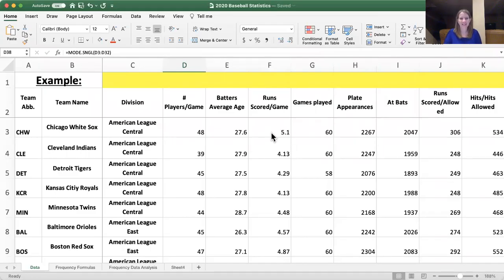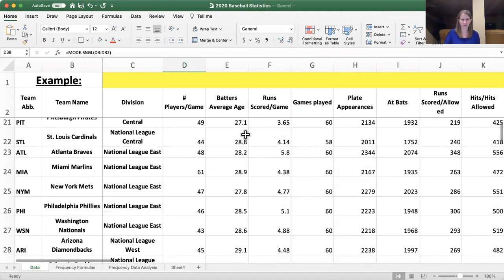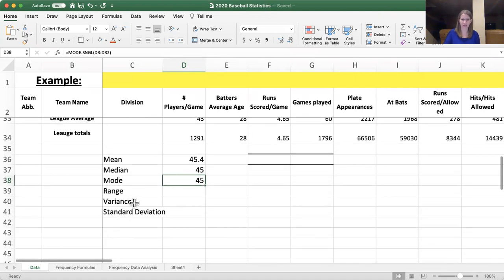Hello everyone. This video is going to show you how to find the measures of variability in a data set. So the measures of variability are your range, your variance or sample variance, and your standard deviation. What we are looking at is the whole population of Major League Baseball teams, so it's just called variance.